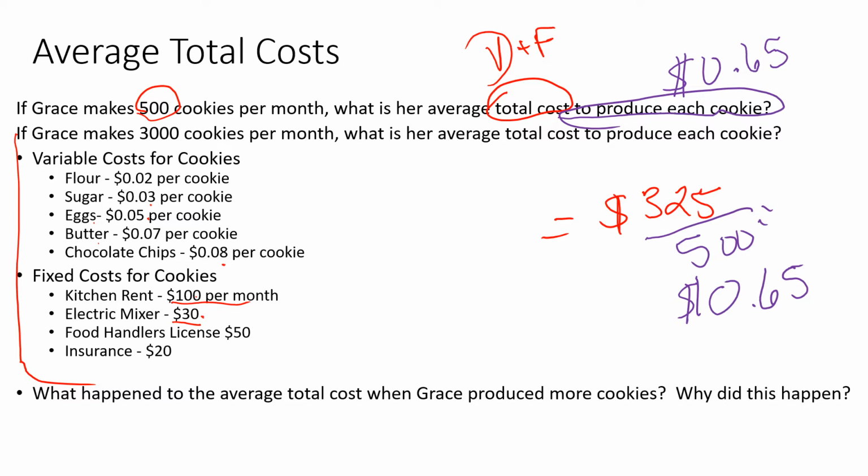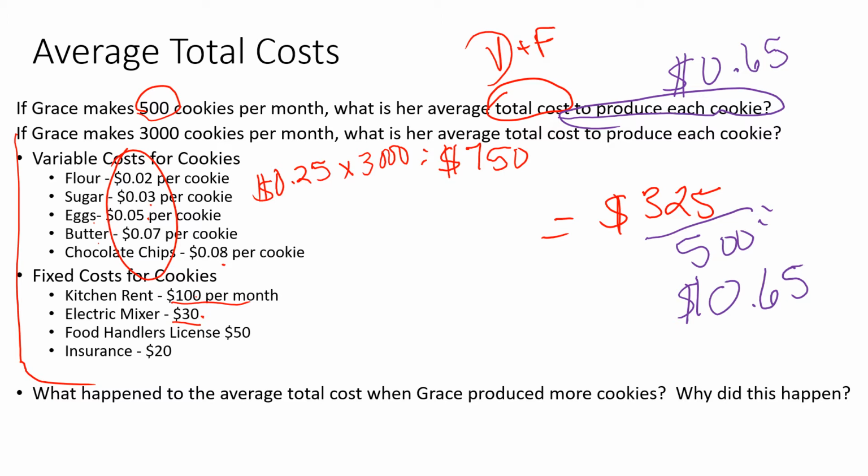If she increases production to 3,000 cookies, this still adds up. Her variable cost per cookie is still 25 cents. But now she is producing 3,000 cookies, so that variable cost changes because she's increasing her production. So now instead of $125 in variable costs, 25 cents times 3,000 is $750. So variable costs now are $750.